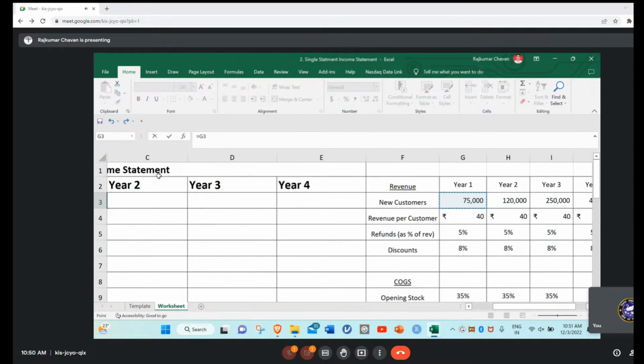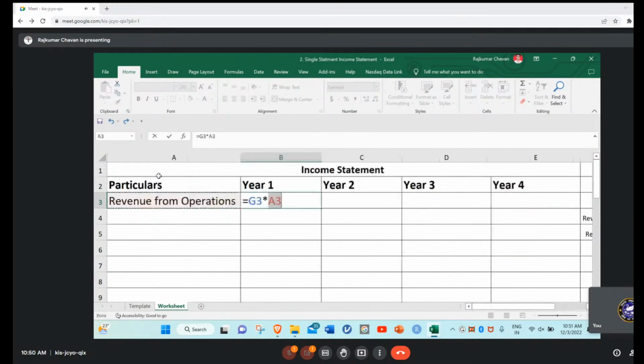Then usually we multiply, right? In Excel, multiply is nothing but the star mark. So this is the total number of customers into each customer, what is the revenue I'm earning? 40 rupees. So what should we do here? I can write 40 also. Whatever cell G3 I have selected into 40. So what is the answer I got? 30 lakh rupees.